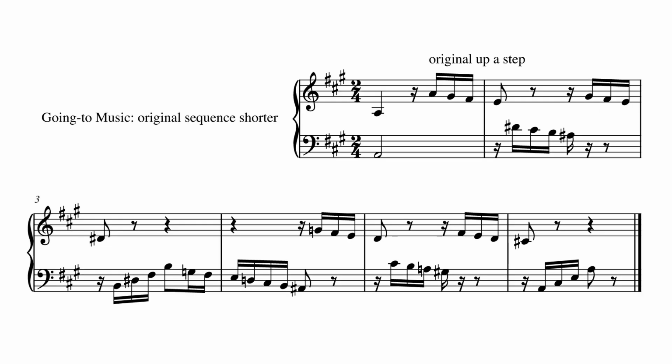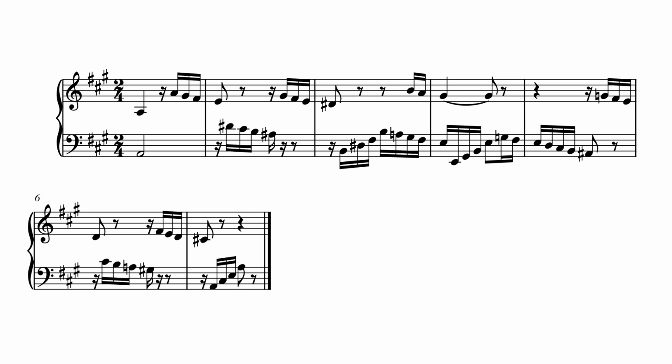Let's also move the arpeggio that starts the original going to music so that it starts on a B. This makes that arpeggio up a step from the one at the end. This is still not long enough, so let's add an extra measure in the middle. This measure is based on the arpeggio at the beginning of the original going to music. This new music helps make the pattern of the sequence stronger.